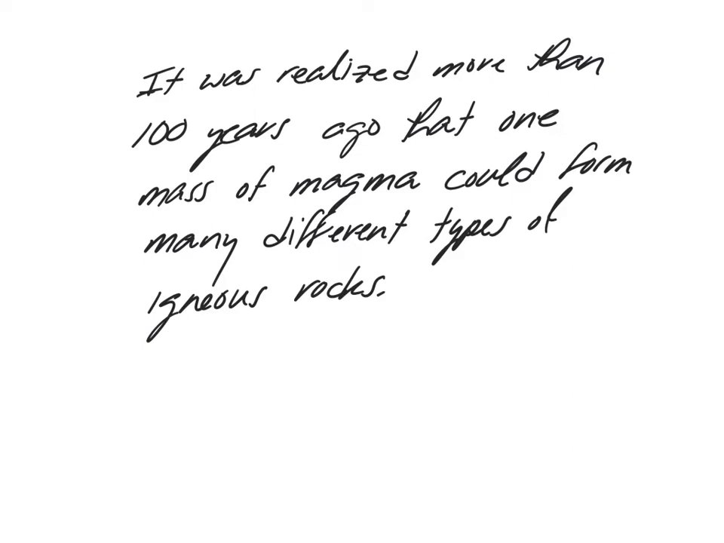It was realized more than 100 years ago that if you took one single huge mass of magma, which presumably is all made of the same stuff, you could take this one mass of magma and form many different types of igneous rocks. And there was a geologist that figured out how this could possibly happen. His name was Bowen. We're just going to use his last name. Frankly, I've forgotten his first name. But anyway, we're going to be investigating Bowen's reaction series.